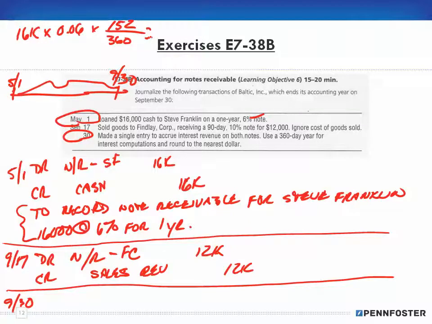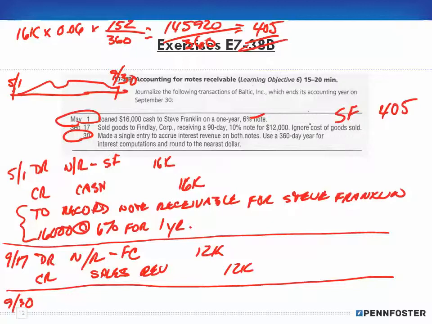So 16,000 times 0.06 times 152 is 145,920, and we're dividing that by 360. And we're rounding to the nearest dollar, so that's 405. Okay, so that's for Steve Franklin, the interest is 405.